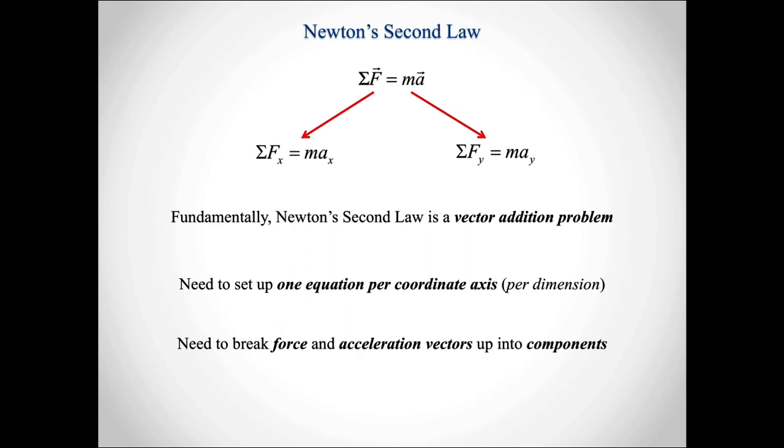Now, breaking up the force vectors, we tend to be pretty good at. But again, what Newton's second law is telling us is that you not only need to break up the force vectors, you also need to break up the acceleration vector into its components. So the sum of the forces in x, the x component of the net force, is equal to mass times the x component of the acceleration. And the sum of the forces in y is equal to mass times the y component of the acceleration. So it's really critical when working Newton's second law problems to recognize that not only do we need to break up the forces into their x and y components, we also need to break up the acceleration vector into its x and y components.